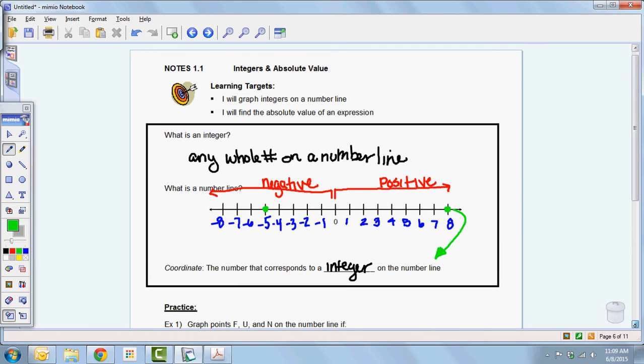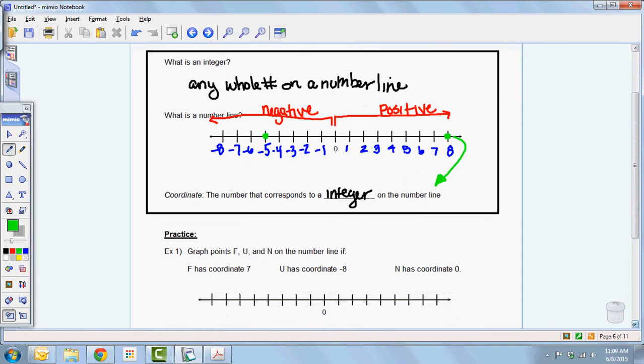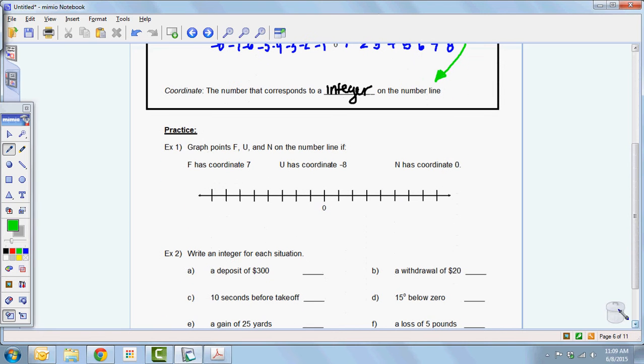Alright, let's do some examples related to that. You're going to graph these points on the number line. F has a coordinate of 7. Notice how the numbers are not listed here, so you're going to have to count up. If I were you, I would pause the video and try this on your own and then see if you got it correct. Alright, so F is going to go at 7: 1, 2, 3, 4, 5, 6, 7. I know it's a positive number, so my coordinate's going to go right here. I'm going to label it as F.